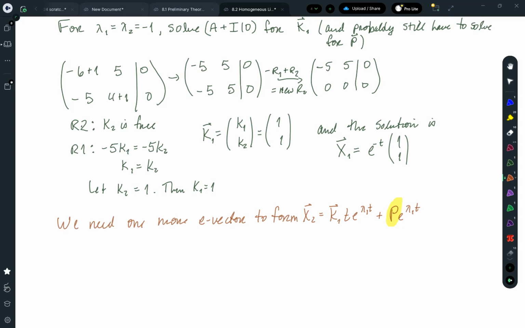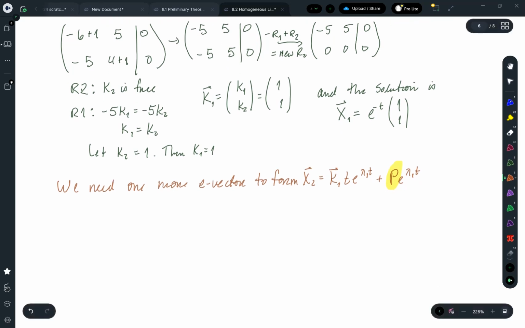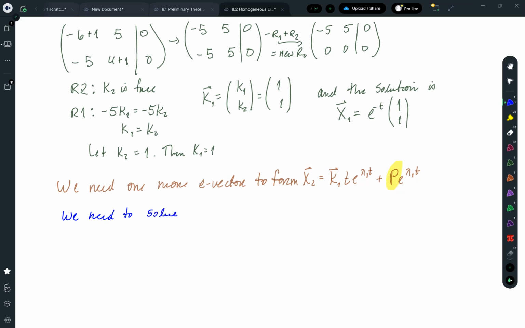Okay. All right, and so we were told to solve a particular equation. We need to solve (A minus lambda 1 I) times P equals K. What that means is we're looking at solving (A plus I) P set equal to K1 for P.